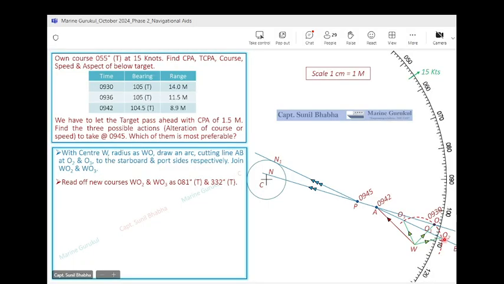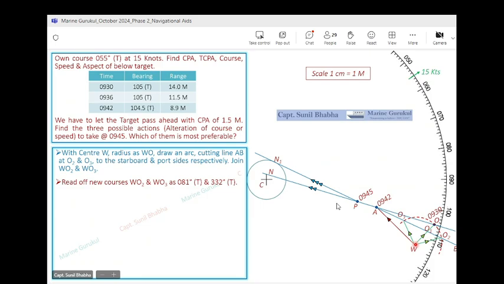Now, if you look closely, the vessel was initially moving on a course of WO. To move on a course of WO2, the vessel will have to make an alteration to starboard. So if we make an alteration to starboard equal to angle OWO2, then after this alteration of course, we will be able to achieve a CPA of 1.5 nautical miles. So we now read off the course WO2, and this gives us our new course to steer. Now this is the second option.